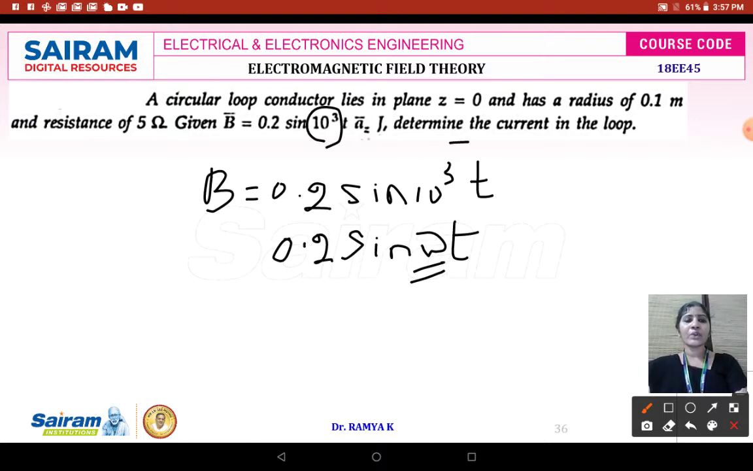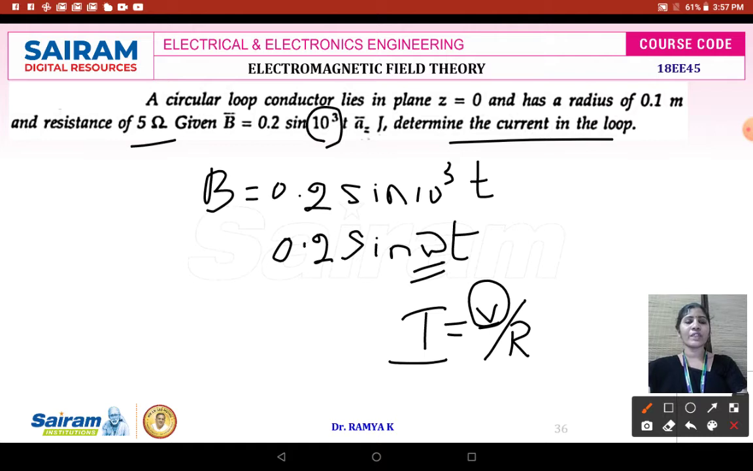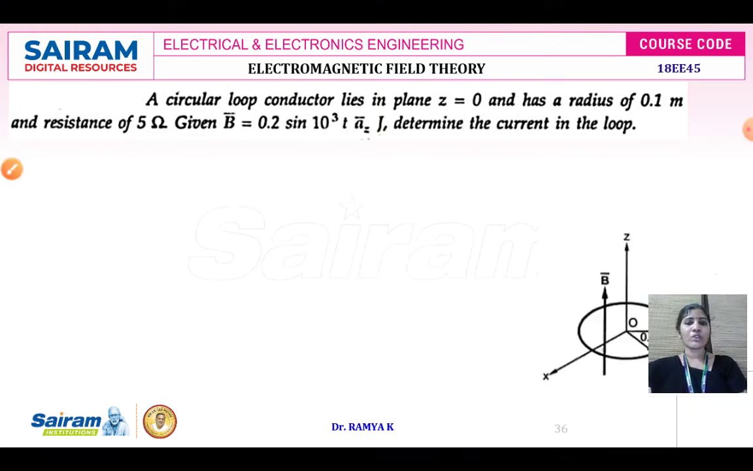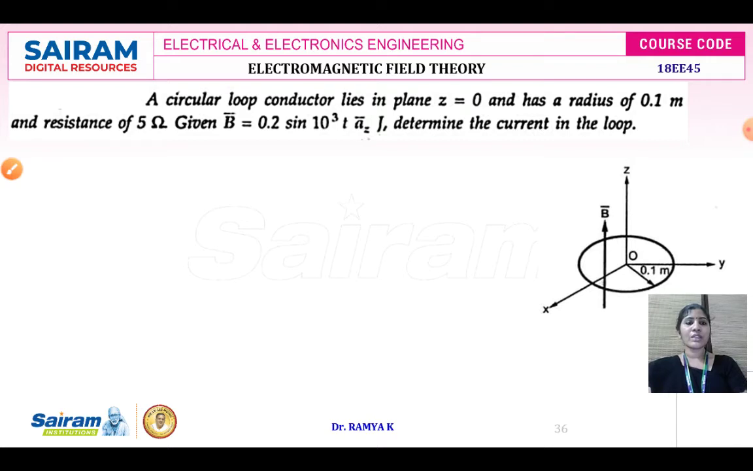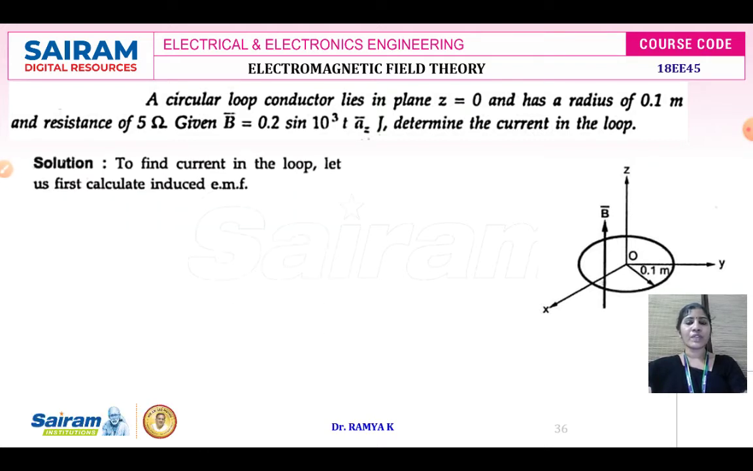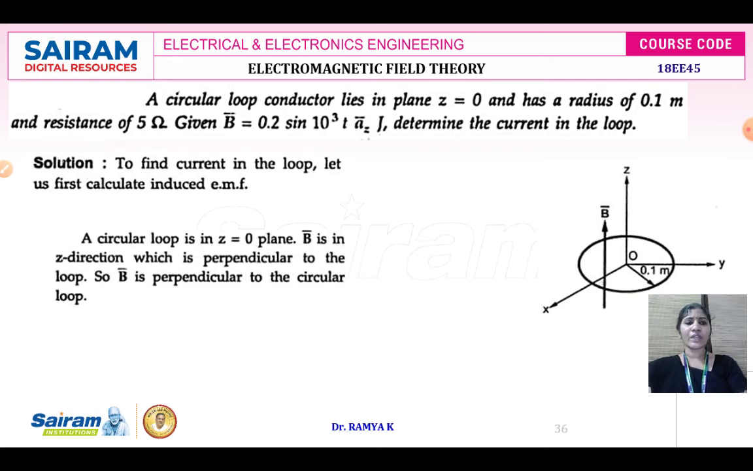Here we need to identify the current in the loop. The current in the loop can be identified as I is equal to V divided by R. The R value is given in the problem as 5 ohm. But we need to identify the value of V, that is the potential V. It can be identified by using the induced EMF equation. Therefore, the problem can be solved by first considering the induced EMF equation. So we can write the EMF E is equal to N into d phi divided by dt.